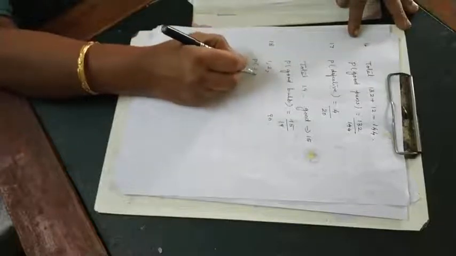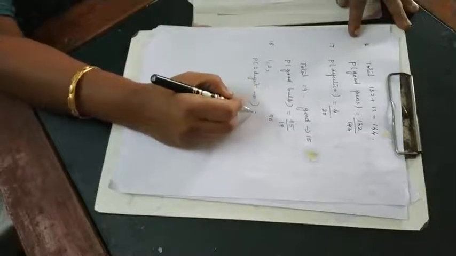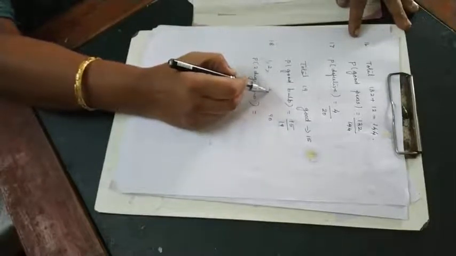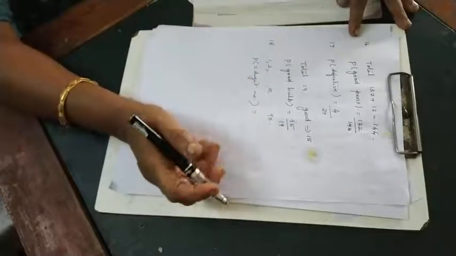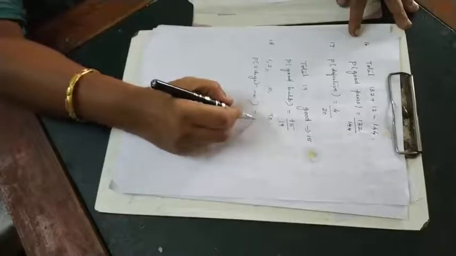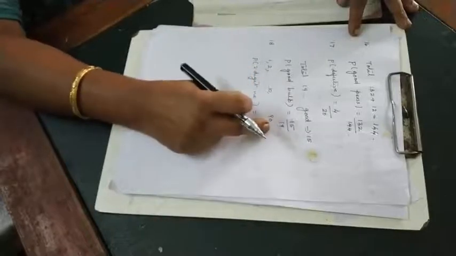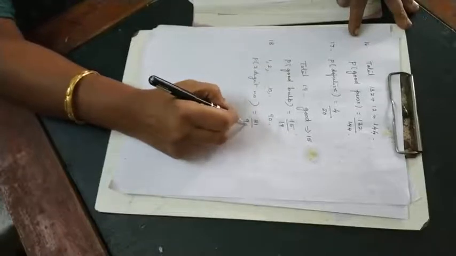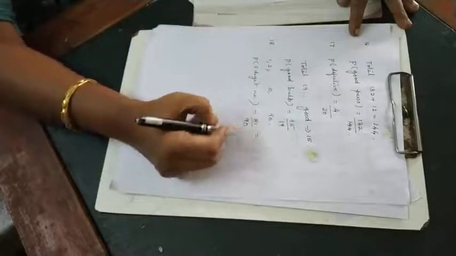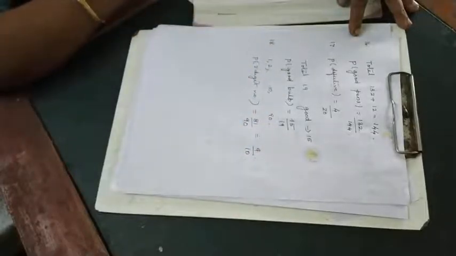Then a probability of getting a 2-digit number. A 2-digit number, how will you get? 2 digits starts from 10, 11, 12, like that up to 90. That means how many will be there? 81 numbers will be there. 10 to 90, 81 numbers are there. Okay, divided by 90. You can cut the common thing, 9. So 9 by 10 you will get.